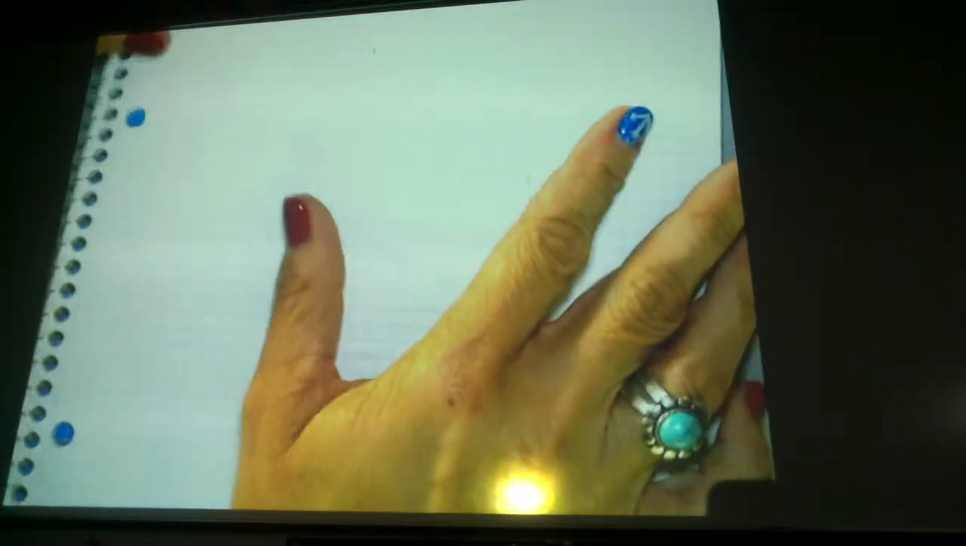Are you ready? All right, so let's look at P2. I can find the correct notebook. All right, so P-2.